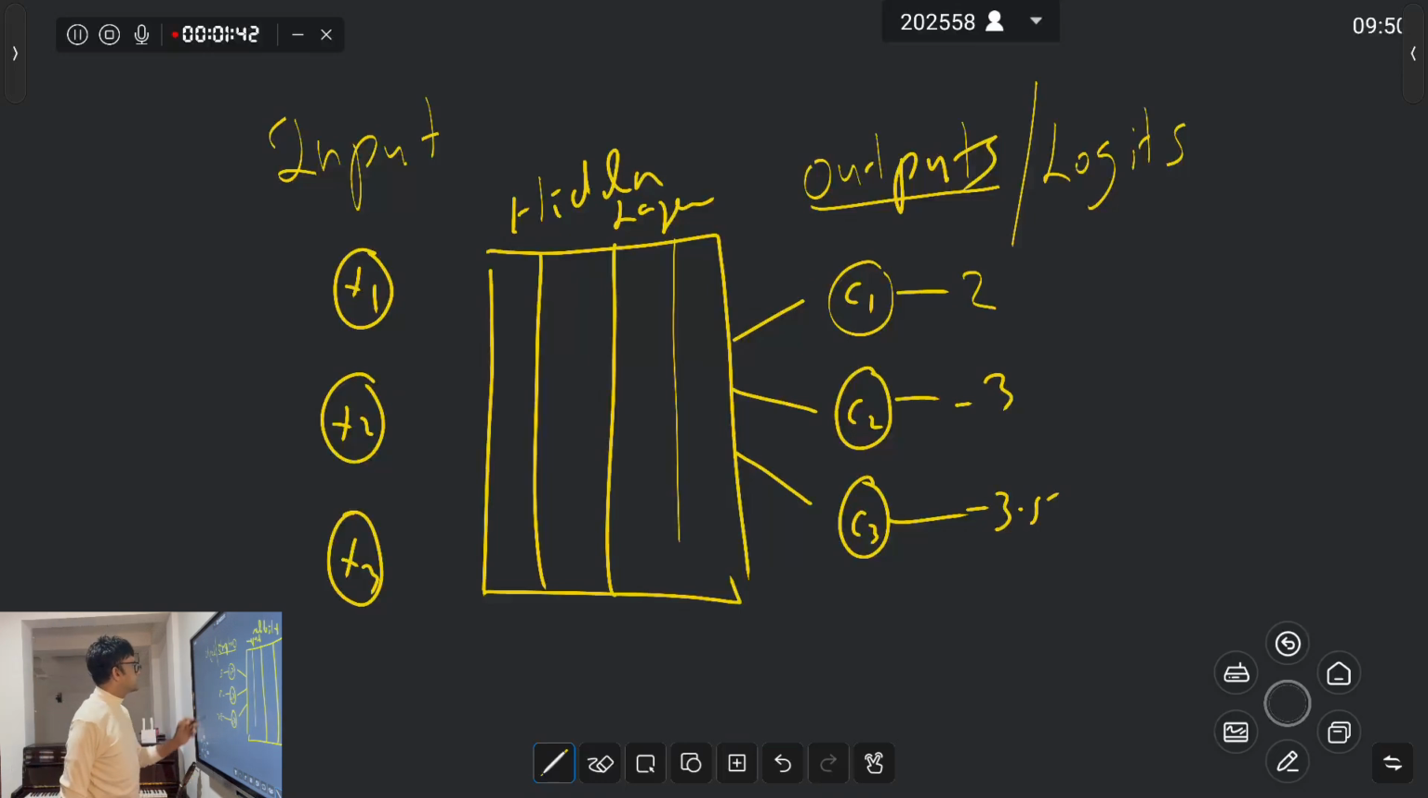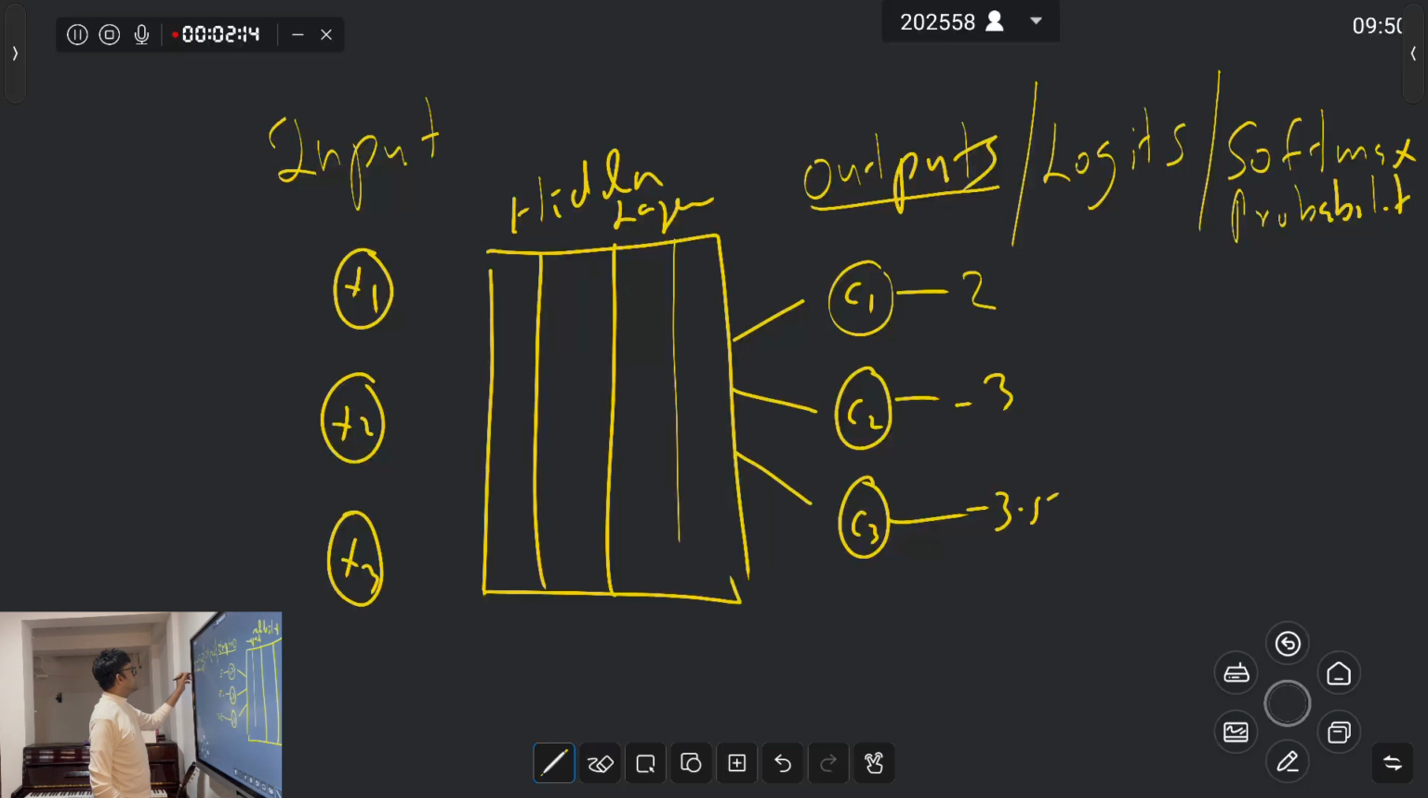Now this is not very useful. These logits are not very useful because they don't say anything about these classes, and also they don't add up to anything, right? So what we do is we add another layer called the SoftMax layer. Actually, what we're trying to do is convert these numbers into something called a probability distribution, right? Probability distribution. So what happens is each number will get converted into a number between 0 and 1.